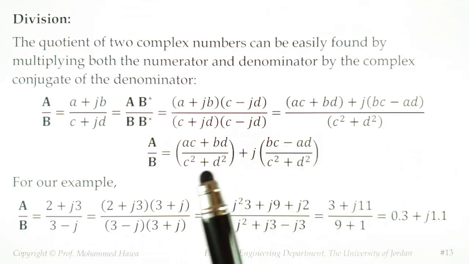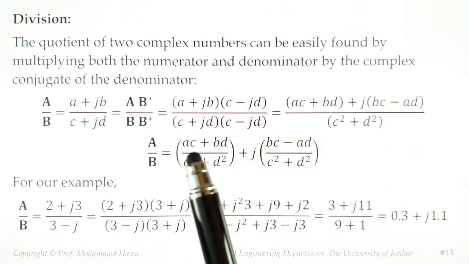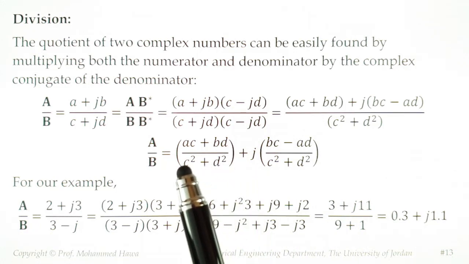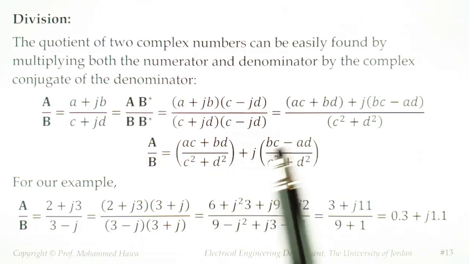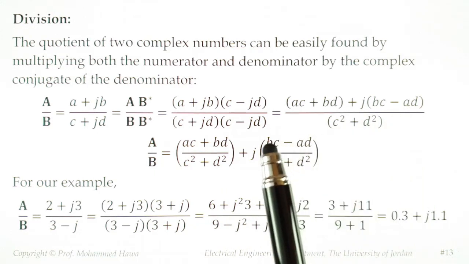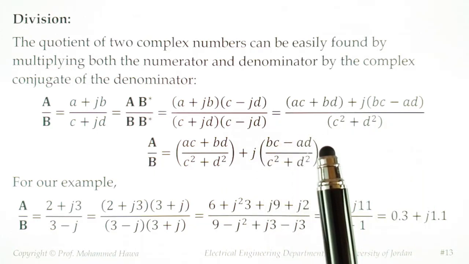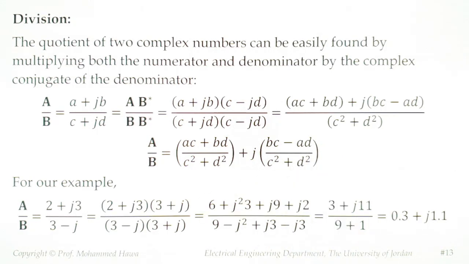And then I can easily break this down into two parts. The first part is ac plus bd divided by the denominator c square plus d square. Plus j, you take this imaginary part bc minus ad divided by the common denominator, which is c square plus d square, and that is the result of your division.